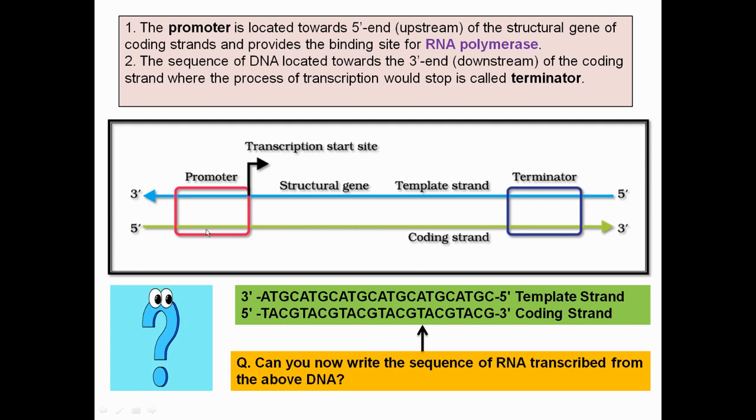Promoter region will lie in the upstream, that is at the 5 prime end, and terminator region will lie at the downstream of the coding strand, that is at the 3 prime, and that is the terminator region. Okay, now the nomenclature, why it is so, you will get the answer from this question.